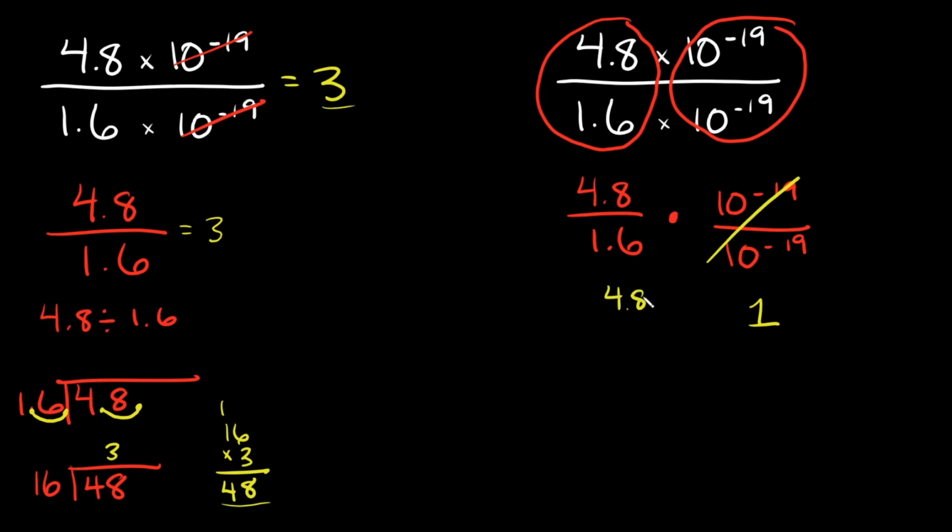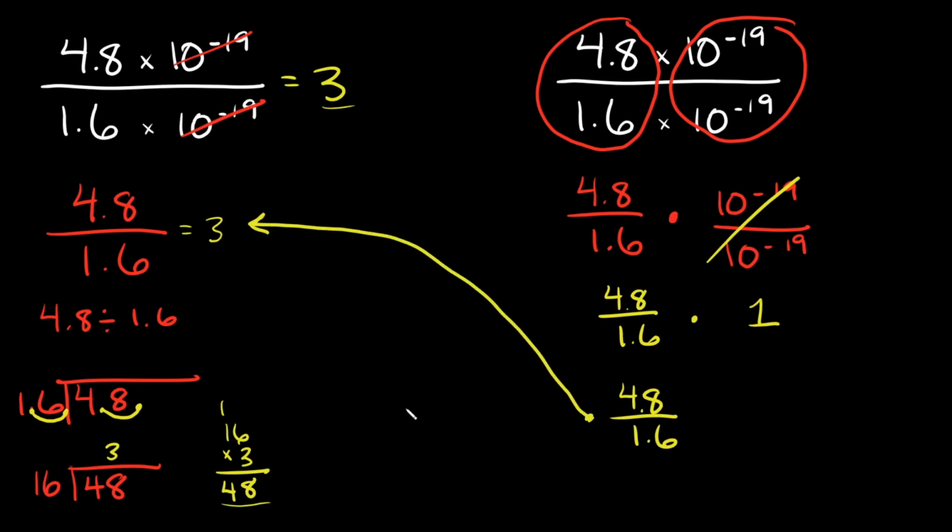So 4.8 over 1.6 times 1. Well, whenever you multiply anything by 1, it doesn't change the answer. So 4.8 over 1.6 times 1 is really just 4.8 over 1.6. So then you can see we wind up at the same part we did right there, 4.8 over 1.6. So then again, at this point, you would just go through this division again, and you'd still get the same answer of 3.